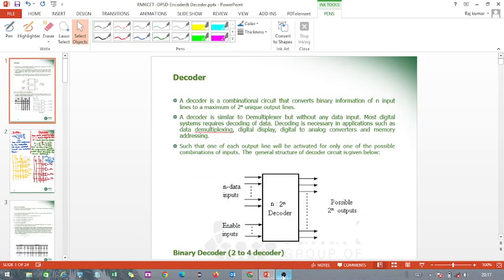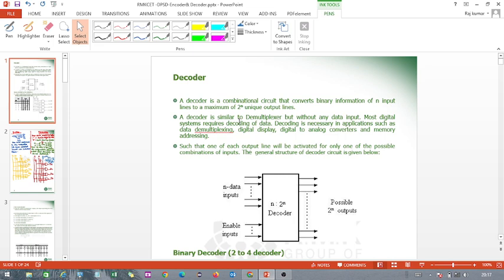Hi everyone. In today's session, we are going to discuss two important combinational circuits. One is your encoder, the other one is your decoder. Here, first I have started with your decoder. Why? Because in many of the authors' books, I could see that this topic starts with the decoder and is then followed by the encoder.